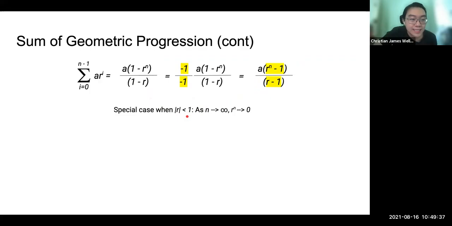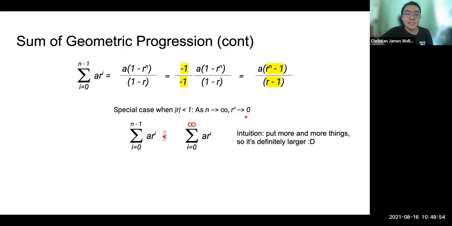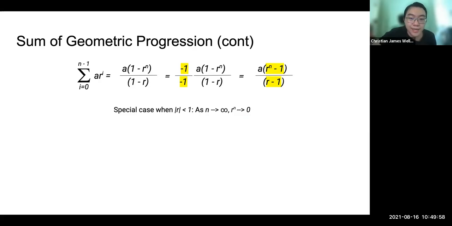When the common ratio is less than 1, and I should really put more than 0, then what happens is that as n goes to infinity, r power n goes to 0. This is because as n goes to infinity, r power n really goes to 0. Like half, you divide by 2, become quarter, divide by 2, become 1/8. It just gets smaller and smaller and smaller and becomes 0.